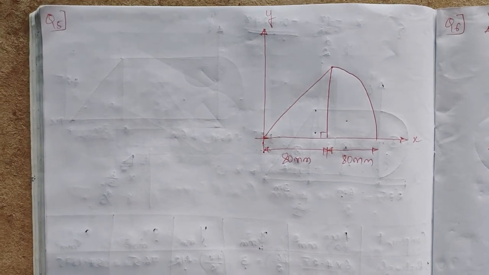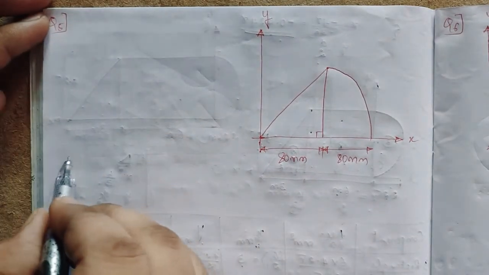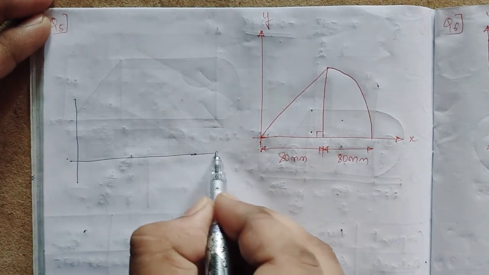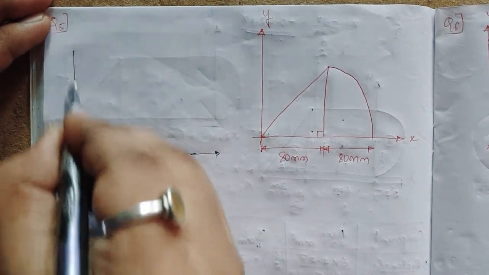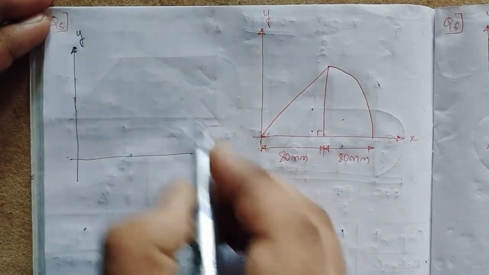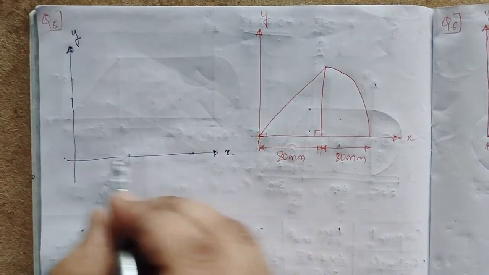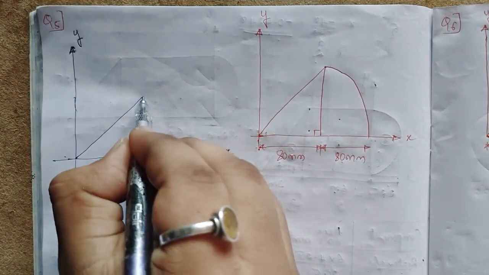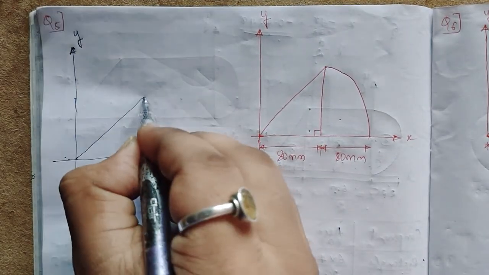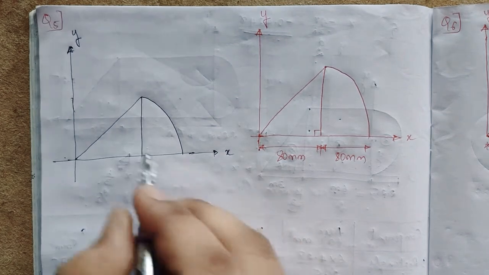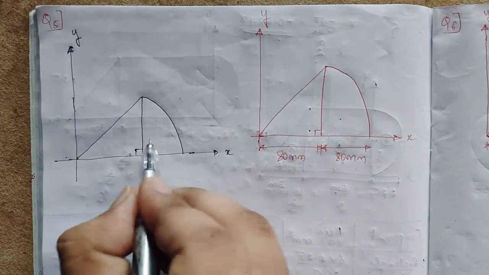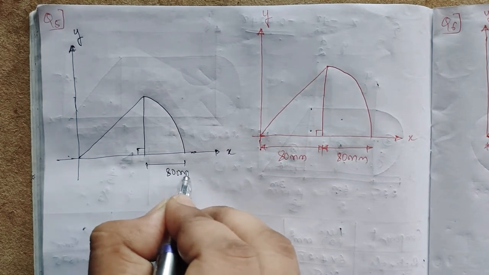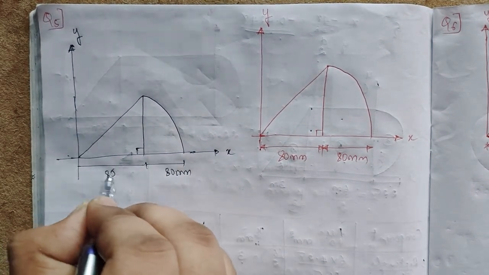So I'll read out the diagram. So what we have is the x-axis and this is the y-axis. These are the reference axes. Now we have one right angled triangle with one quarter circle. Assume this is a quarter circle. This is also 80 mm, and this is also 80 mm.